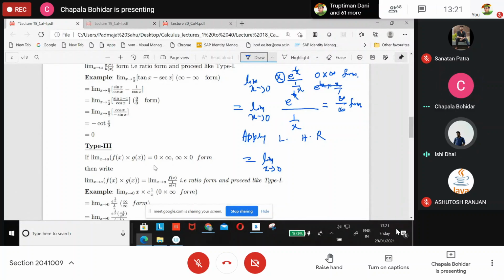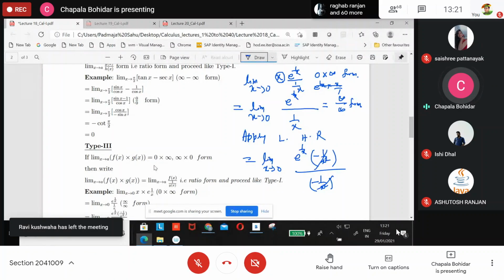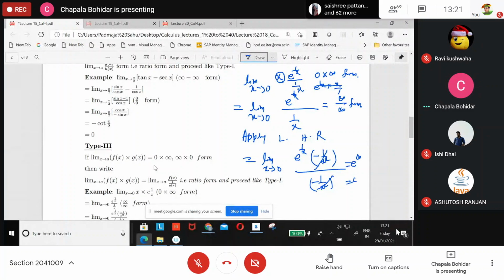So now it is limit x tends to 0, differentiate e to the power 1 by x, then minus 1 by x square. Derivative of 1 by x divided by derivative of 1 by x, it is minus 1 by x square. So these two cancel out. Limit x tends to 0, we get infinity. So it is e to the power infinity. Clear? Yes, ma'am.